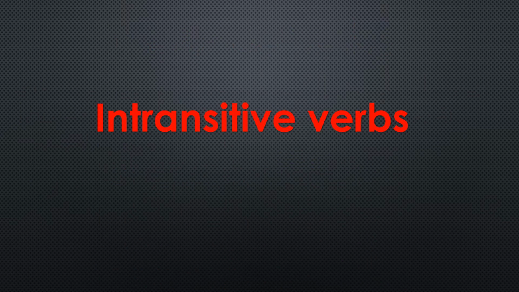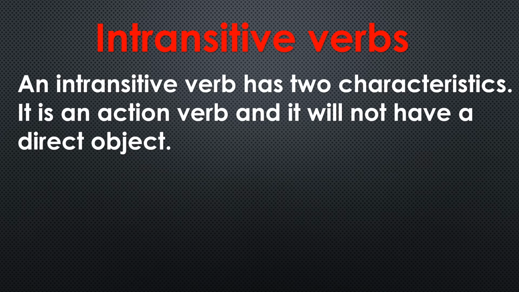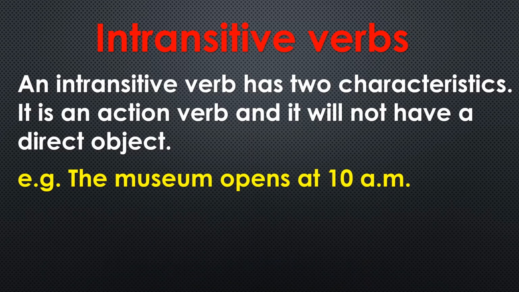Okay. Now we are going to talk about the intransitive verbs, and we should differentiate between the transitive verbs and the intransitive verbs. Okay, what are the intransitive verbs? An intransitive verb has two characteristics. Number one, it's an action verb, such as the transitive verb, and it will not have a direct object. So this is the difference between the transitive verb and the intransitive verb. The transitive verb has a direct object, but the intransitive doesn't have a direct object. It's only an action verb.